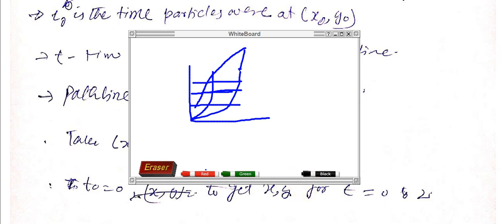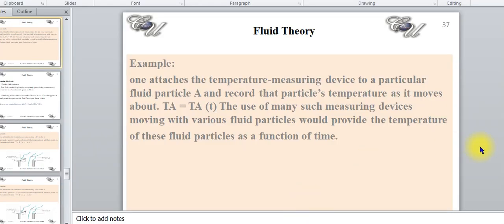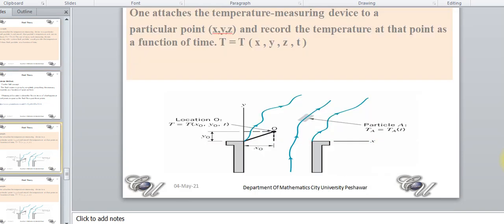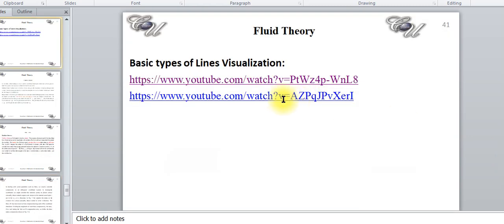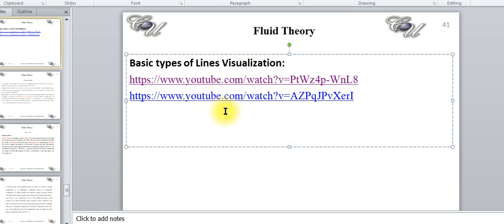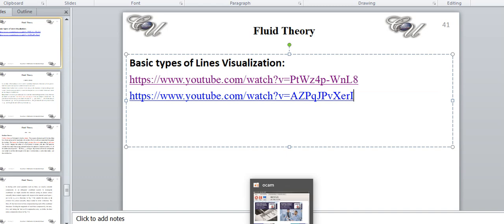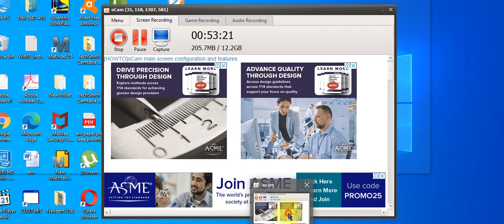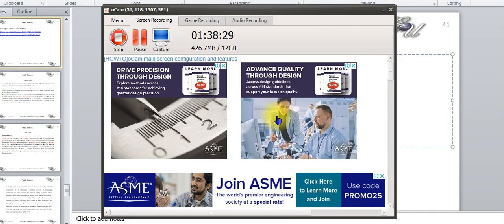But it is important to watch this video, the flow visualization. It is very important. When you watch this video, you will see the difference between the streamline, streak line, and path line. So please watch this video and then discuss with me if you have any problem. I will remain at your disposal when you have any query or ambiguity, so you can discuss with me.